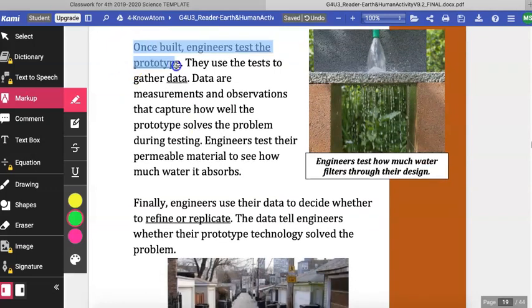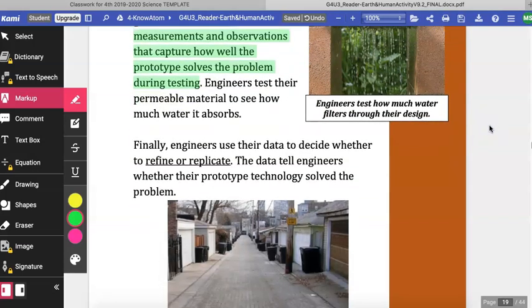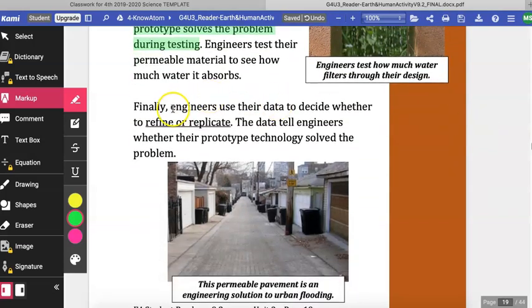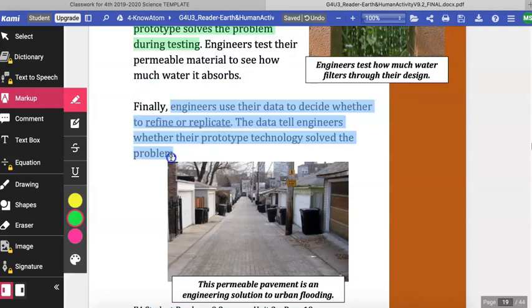Once built, engineers test the prototype. They use the test to gather data. Data are measurements and observations that capture how well the prototype solves the problem during testing. Engineers test their permeable material to see how much water it absorbs. Finally, engineers use their data to decide whether to refine or replicate. The data tells the engineers whether their prototype technology solved the problem.